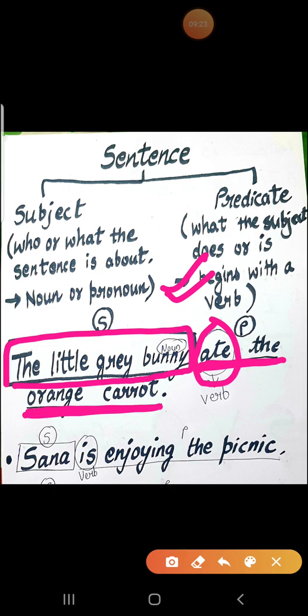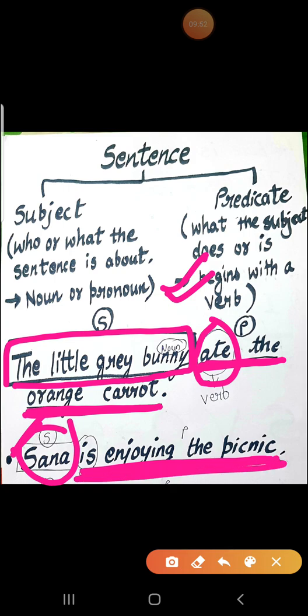Then again you can see this example, this second one, Sana is enjoying the picnic. Sana is our subject, because in this sentence we are talking about Sana. So Sana is our subject. Is enjoying the picnic is our predicate.